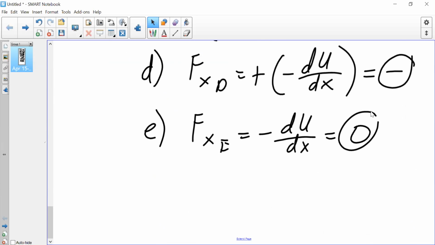So going to the left, restoring force right, 0. Restoring force left, negative, 0, positive, 0, negative, 0, back and forth, if you look at it from a horizontal mass spring system. Any questions there? It's all part A through E.